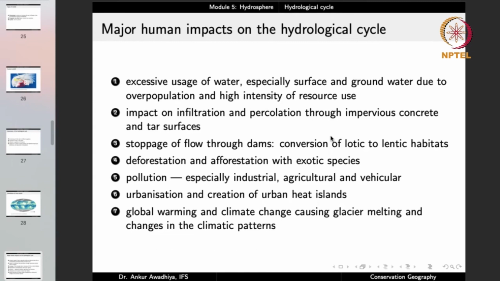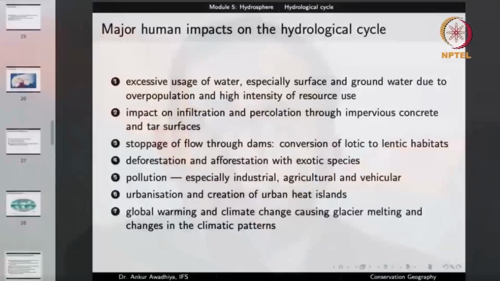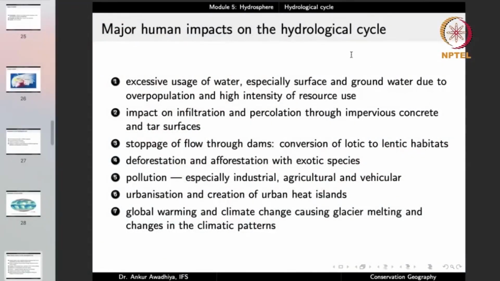But these days, humans are also playing a big role in influencing, impacting and disrupting the hydrological cycle. Now the hydrological cycle naturally depends on processes like evaporation and transpiration, infiltration, percolation, but now we humans are changing these. So what are we doing? There is an excessive usage of water, especially surface and groundwater, because we are overpopulated and there is a high intensity of resource use. Because of that, a number of our water bodies are now drying up.